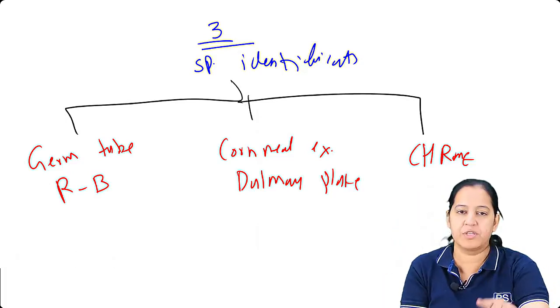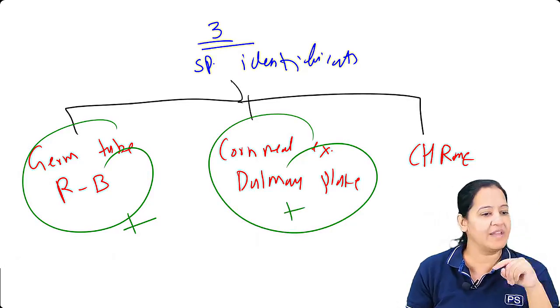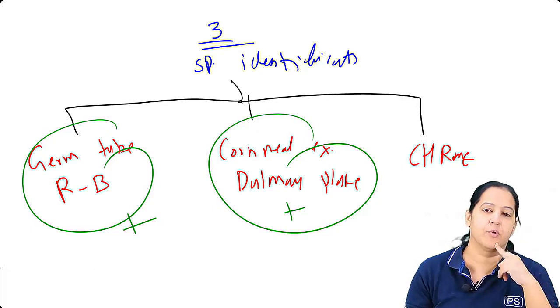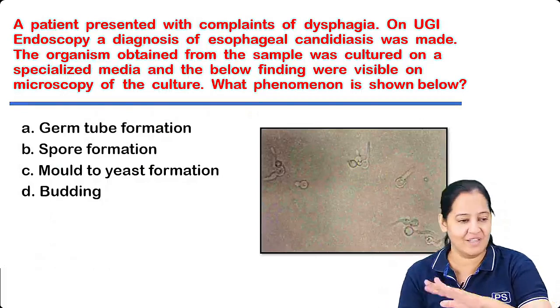The germ tube test is positive only in Candida albicans, not others. The tubes will erupt. The corn meal test is also positive only in Candida albicans, not in others. The Candida albicans converts into chlamydospores, and on chrome agar gives different colors. Okay, so this is Candida. Read the question, tell me the answer. We are done with Candida.